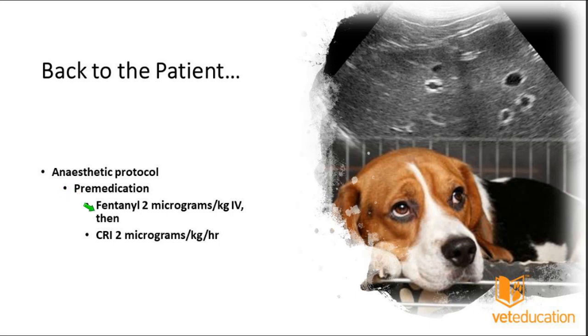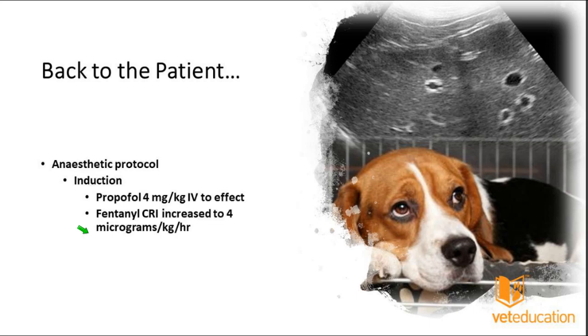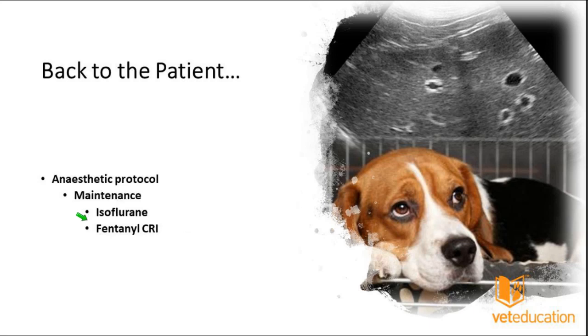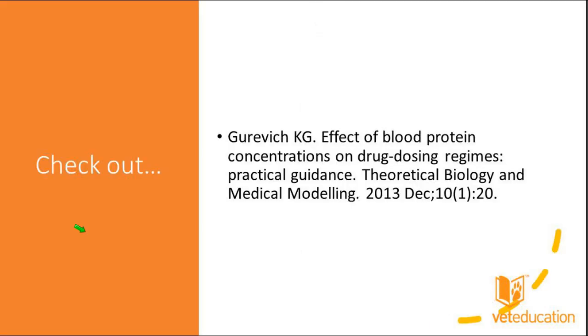So for this guy, we gave him a pre-medication of fentanyl, 2 micrograms per kilo, then we had him on 2 micrograms per kilo per hour. This is the lower end of the normal dose for fentanyl as a pre-med and analgesic. For propofol, 4 milligrams per kilo IV to effect, and then an increase to CRI of fentanyl to 4 micrograms per kilo per hour, and we just maintained him on isoflurane and fentanyl for his feeding tube placement, and he did pretty well with that.